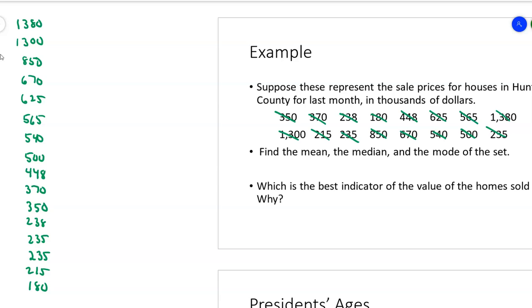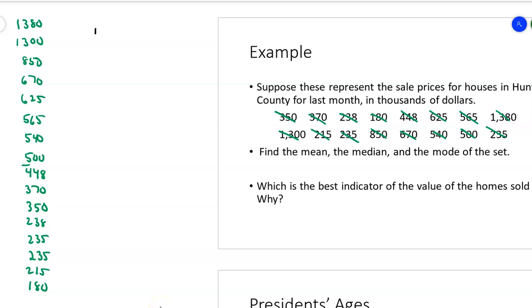All right, so I had 16 prices up here, right? 1, 2, 3, 4, 5, 6, 7, 8, and double it, I get 16. So I should have 16 on my list. Let's just count to make sure, and we'll make a mark at the halfway mark. If I start up on the top, 1, 2, 3, 4, 5, 6, 7, 8. On the bottom, I should have 1, 2, 3, 4, 5, 6, 7, 8. Okay, good.